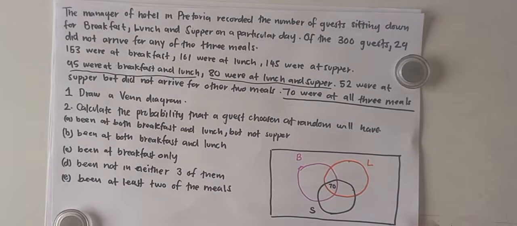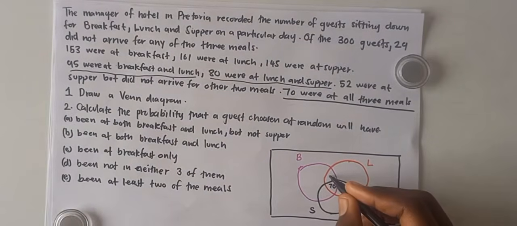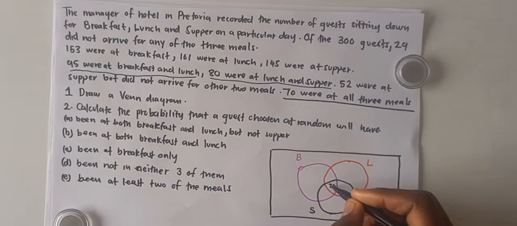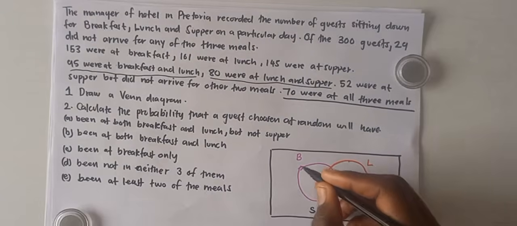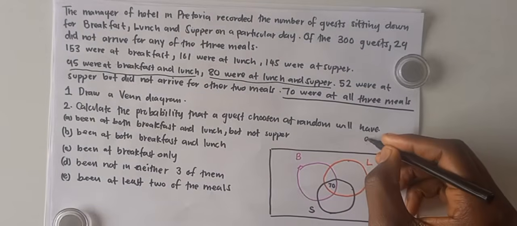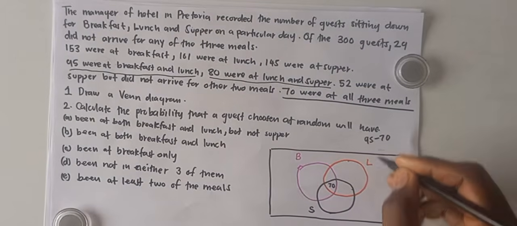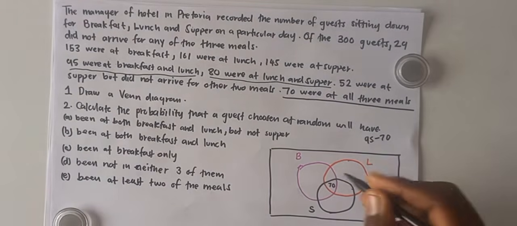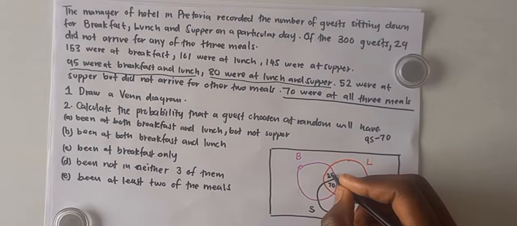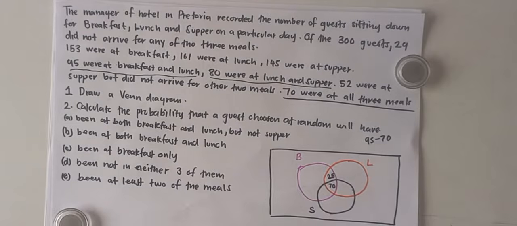It was 95 of them. So are we going to write 95 here? No, we're not going to write 95, because we would overcount. There is already 70 in the circles of breakfast and lunch. So we have to say 95 minus 70, and we're going to get 25. So we're going to write 25 for this inside region.